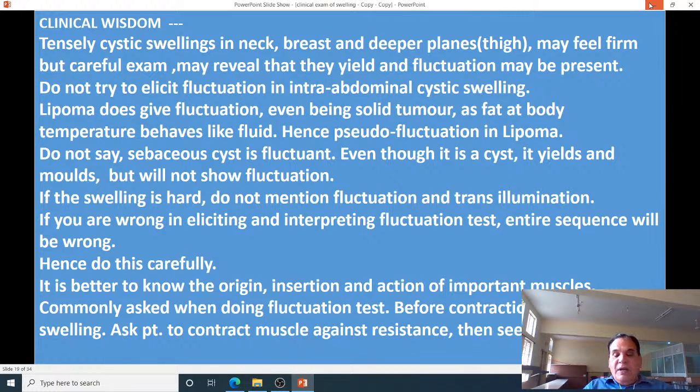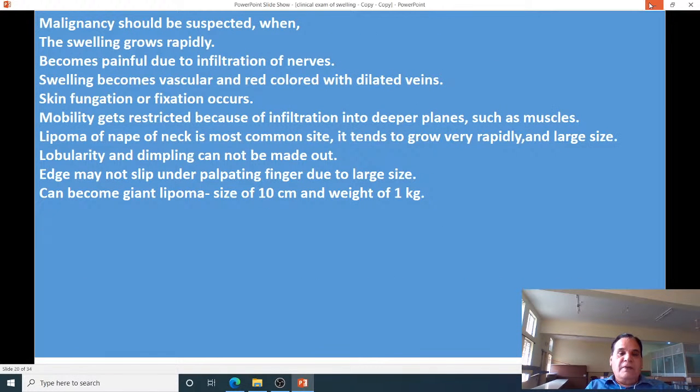And what is the principle? Before contraction, you have to move the swelling. Then only you will know how much the muscle contraction is offering resistance to the mobility. So this is a clinical wisdom you must carry.